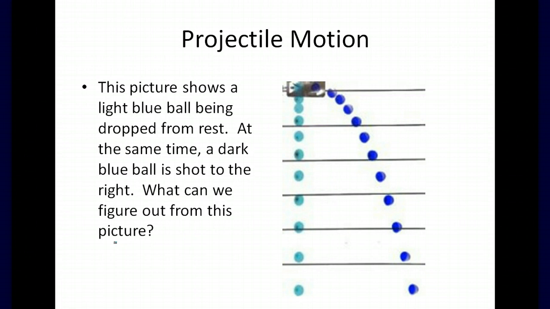Now, this picture shows a light blue ball being dropped from rest at the same time a dark ball is shot to the right. What can we figure from this picture? Well, it shows that they are released from the same height, and as they fall, they have the same identical heights. So even if one ball is launched horizontally when it is released, they both hit the ground at the same time.